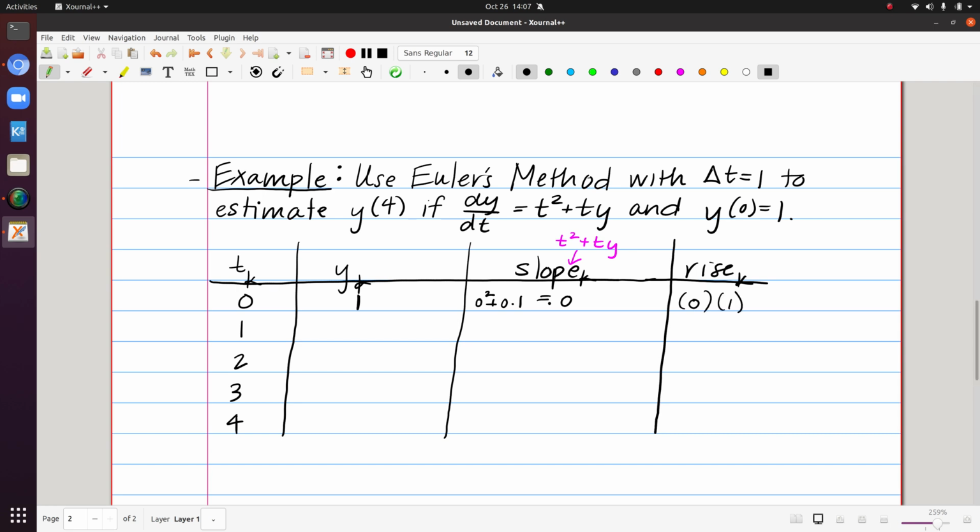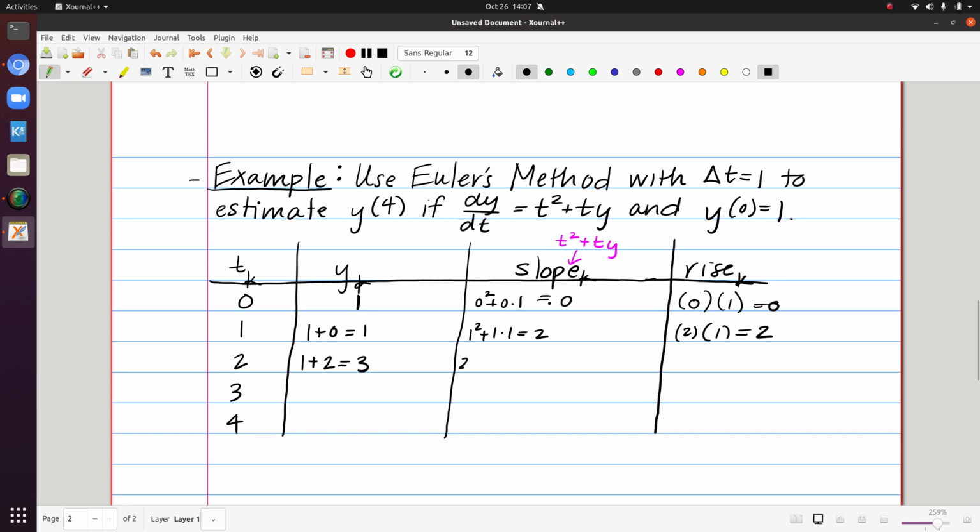So whenever your delta t is 1, it should always be the case that these last two columns are exactly the same. So that means now that my new y value is the old one plus my rise of 0. So I stay right at 1. Now I compute t squared plus ty when both t and y are 1, and I'm going to get 2. To get the rise, I take 2 times delta t, I get 2. So now my new value is I take the old one of 1 and I add 2 to it, and so I get a y value of 3.